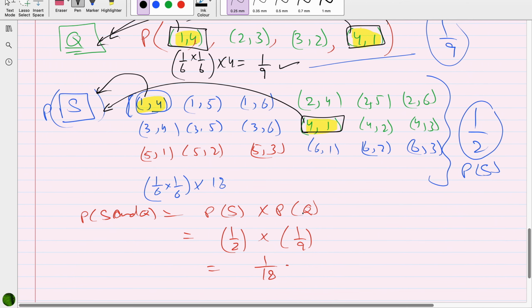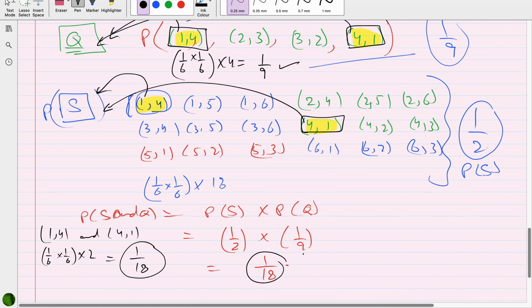So for S and Q having these outcomes, which is 1 4 and 4 1, 1 by 6 into 1 by 6 into 2 is equal to 1 by 18. So do we get left hand side equal to right hand side? Having said so, we can say the events are independent.